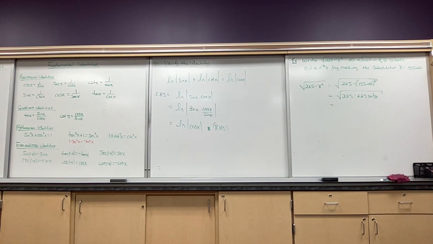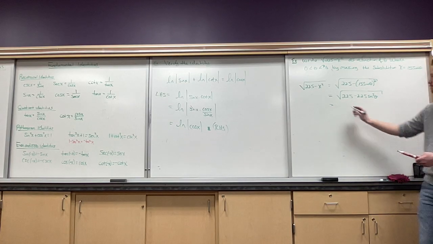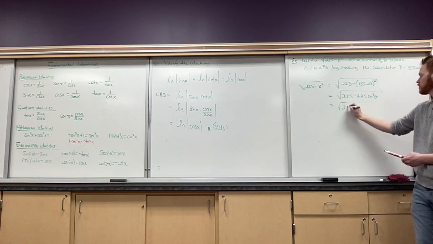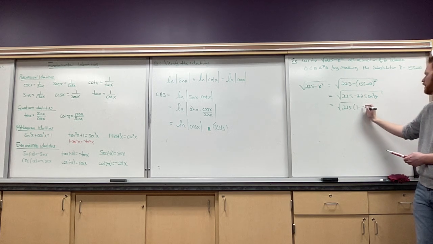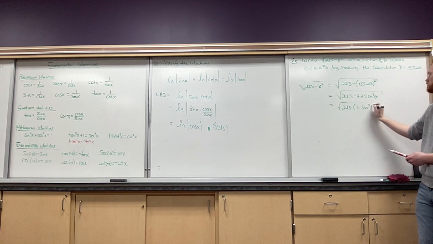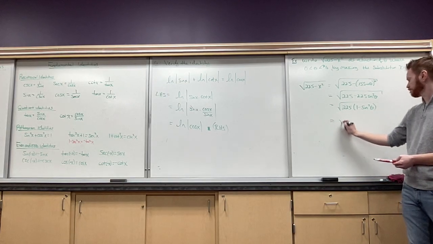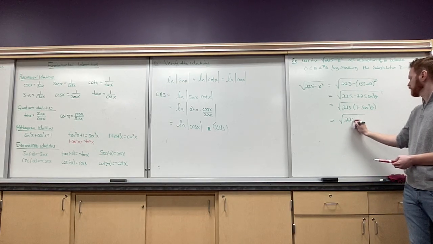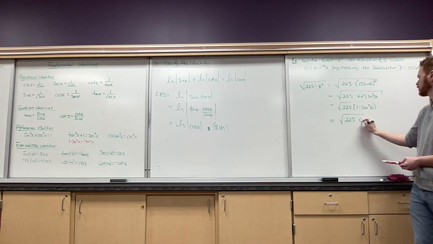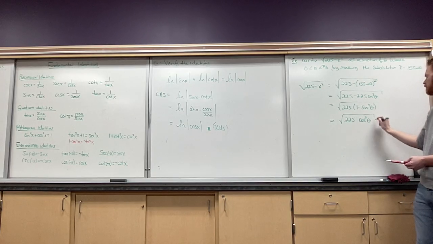Okay. Now notice, I can take a 225 out of both terms. Okay, so let's do that next. So take a 225 out, 1 minus sine squared of theta. So isn't that identity? 1 minus sine squared of theta? What would that equal to? Cosine squared? Yep. So you have 225, and it's going to be multiplied by cosine squared of theta.